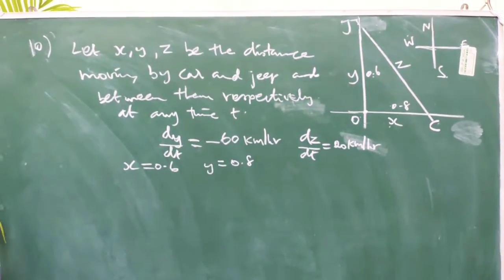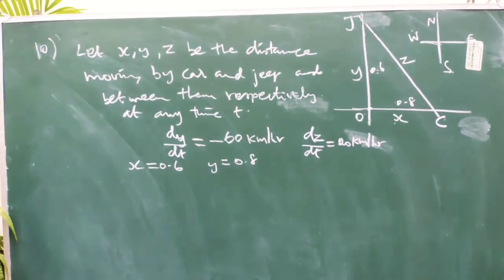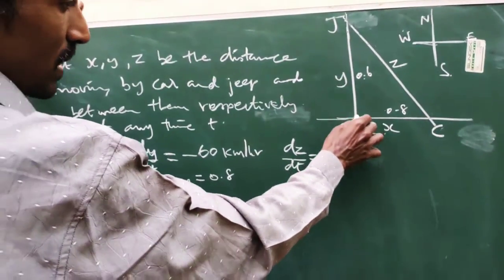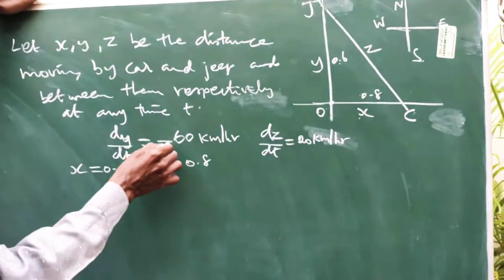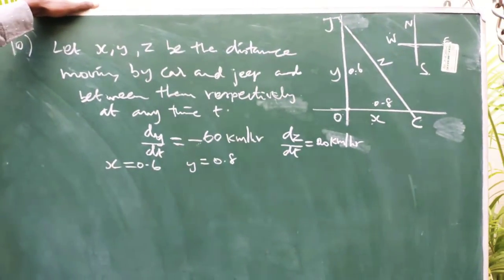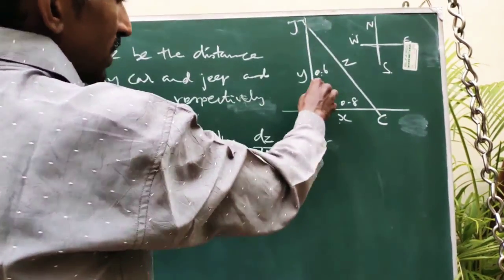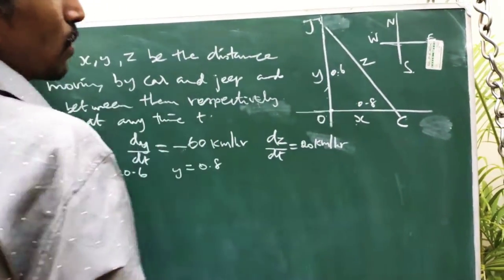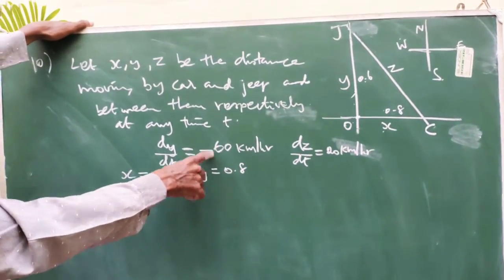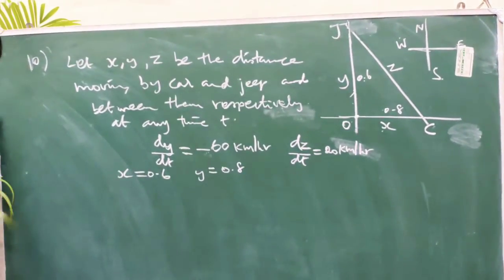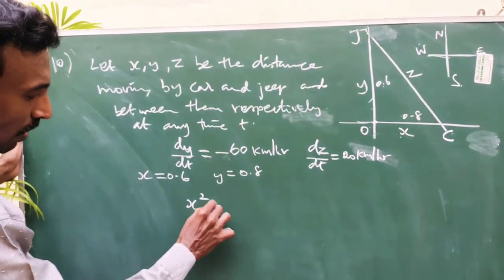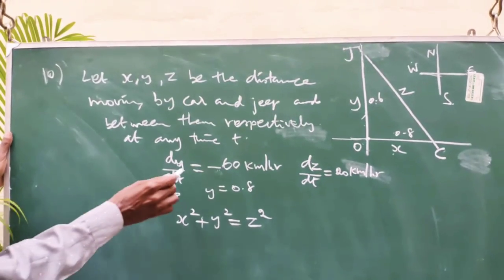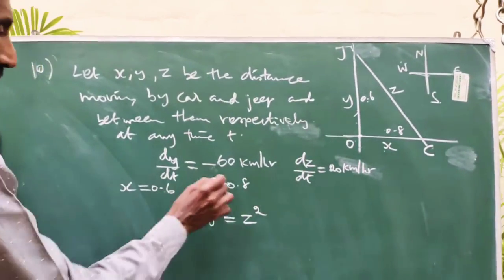The jeep is moving at 60 km per hour. We are measuring in the opposite direction, that's why we are putting a minus sign. Towards the intersection it is 60 km per hour, but we are measuring in the opposite direction, that's why we are putting minus sign. So from the given information we are getting the equation x square plus y square equal to z square. Note down the information given in the question.